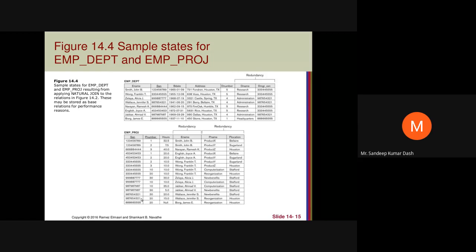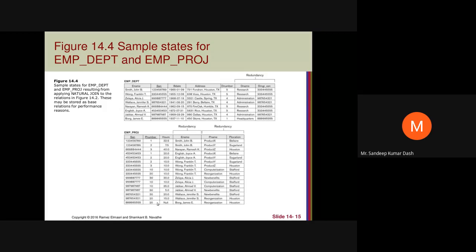9876520 is working in 30 and 20. Then 88866. Yeah, this one. Suppose project number 20 is over. Now I need to delete project number 20. Then what will happen? This row will be deleted, this row will be deleted. Wherever 20 is there, it will be deleted.